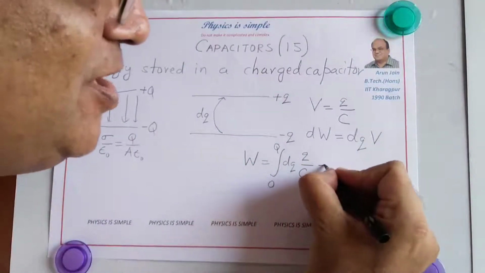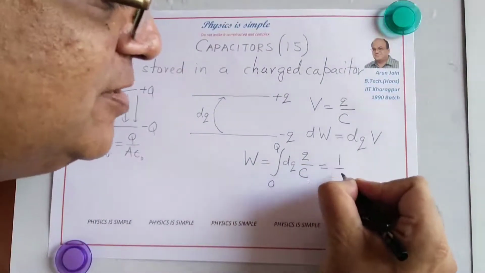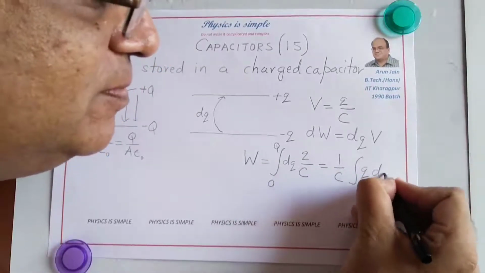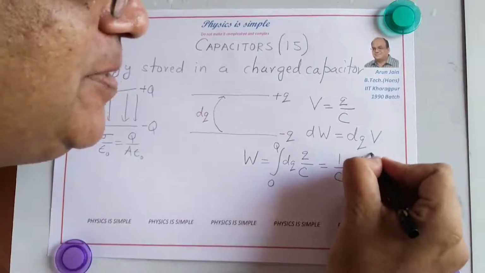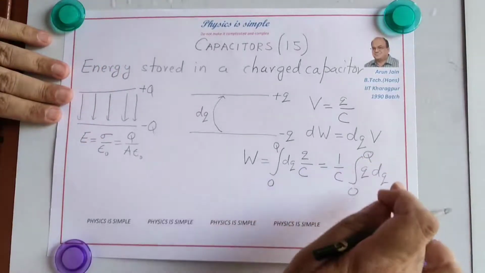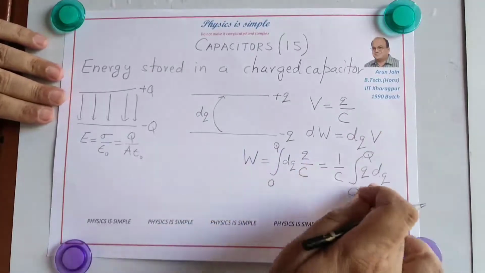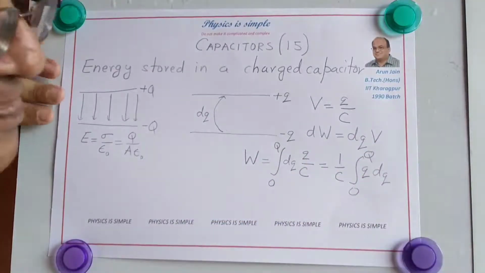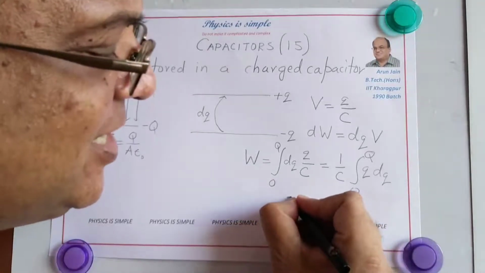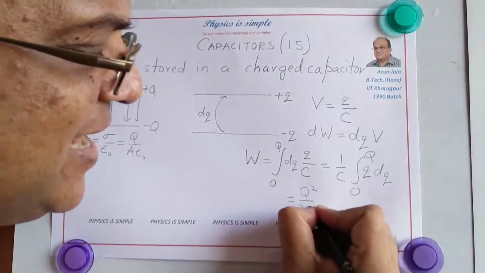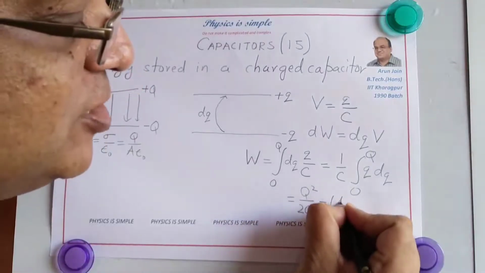Now this 1 by C is a constant, and now you have to integrate q dq from 0 to capital Q. This integration is very easy. We'll get q square by 2. When you put the upper limit, we'll get capital Q square by 2. Okay, so we'll get Q square by 2C. And this is stored as potential energy.